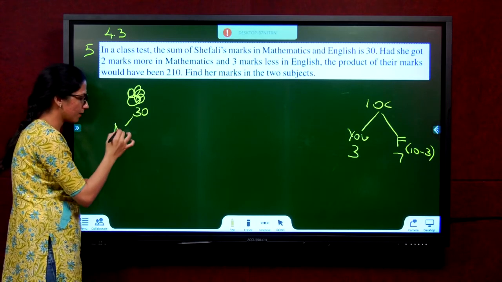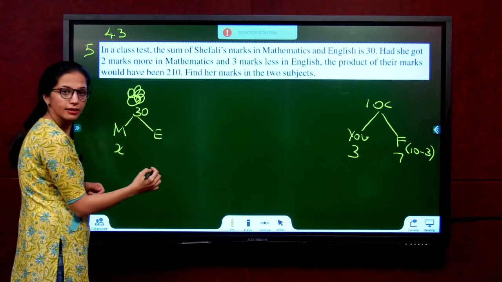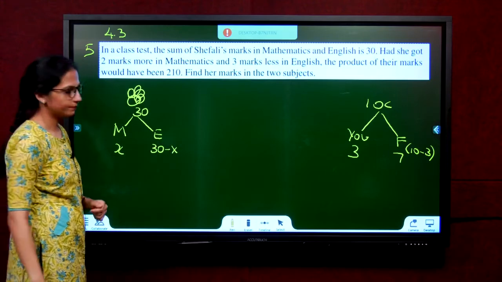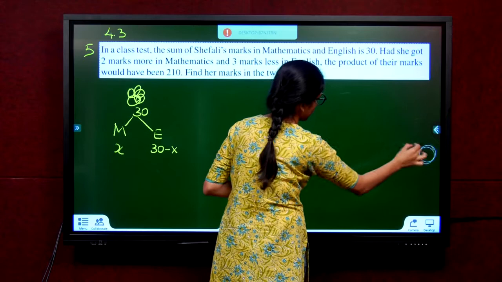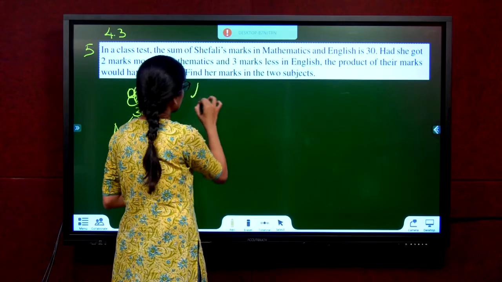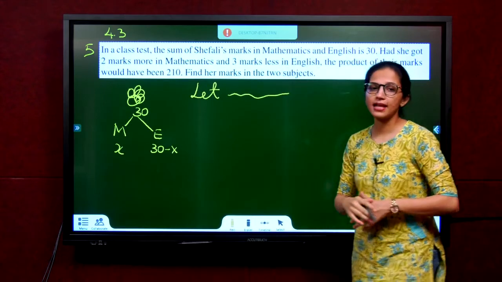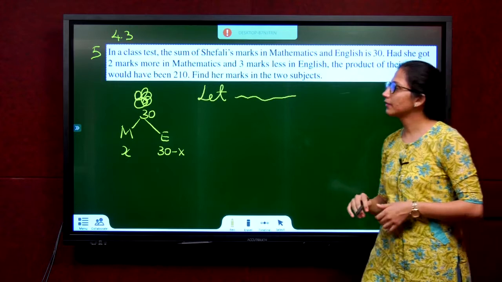If her math marks is X, what will be her English marks? Can I say 30 minus X? Just like that. Therefore, all of you write down the first statement. Let Shefali's math marks be X and English marks be 30 minus X. That will be the first statement.